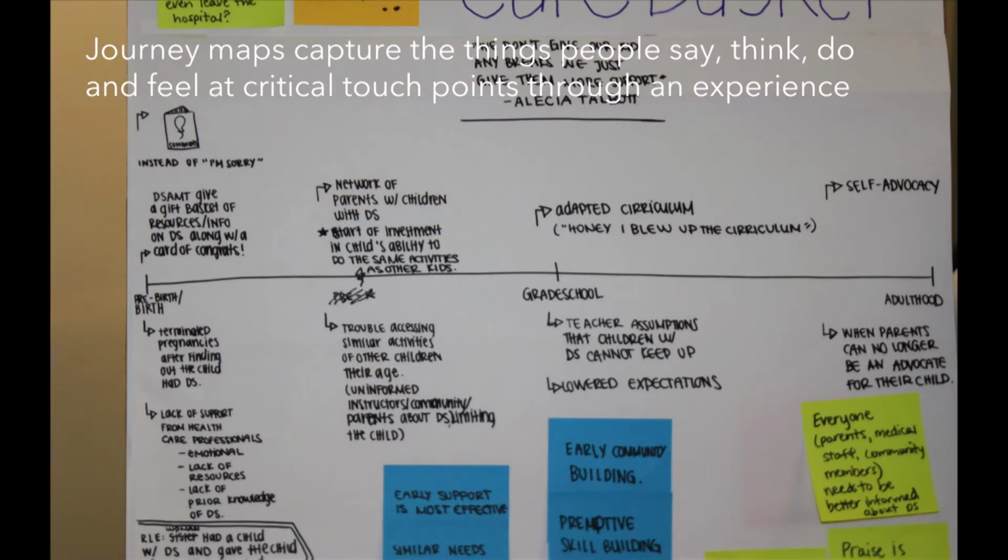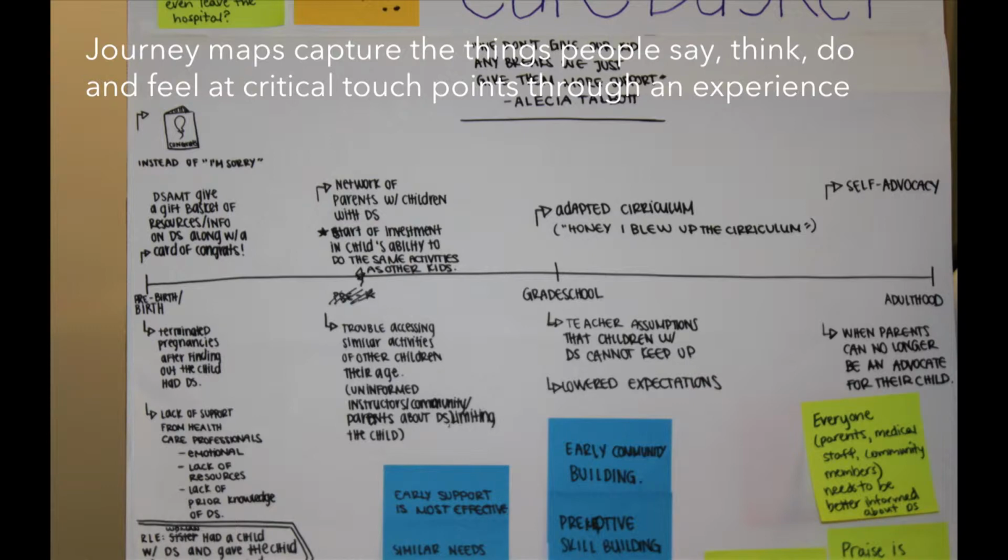A persona should be something that you reference throughout the design process to remind yourself who it is that you're designing for, and when you have a question about which design direction to go, you might ask yourself, what would Bay prefer? The next method I'd like to discuss is journey maps.